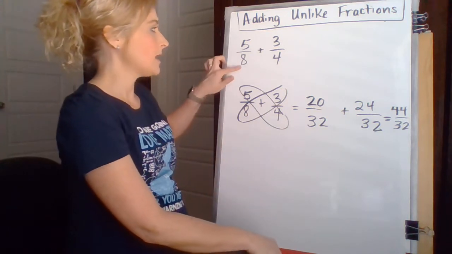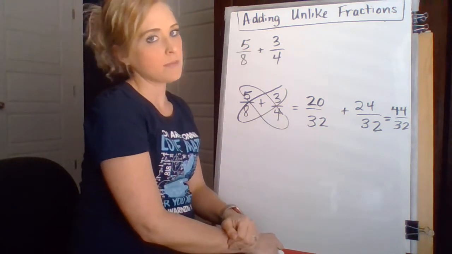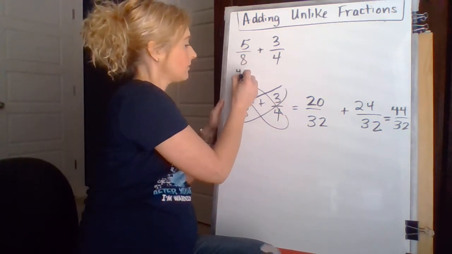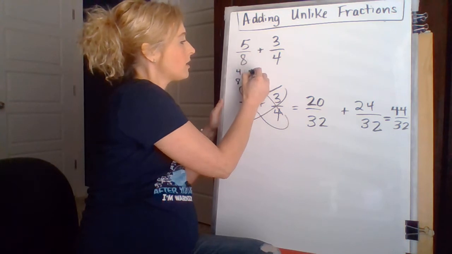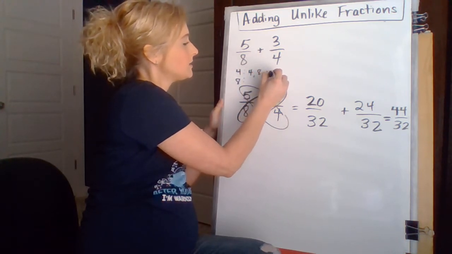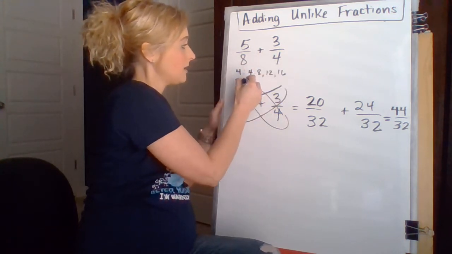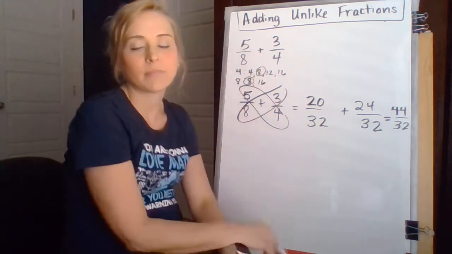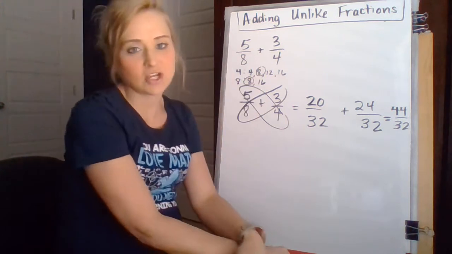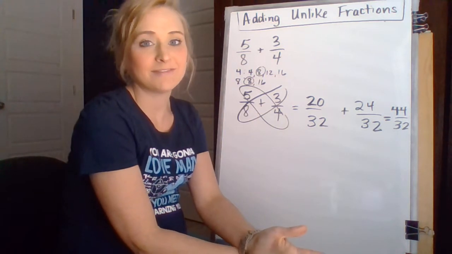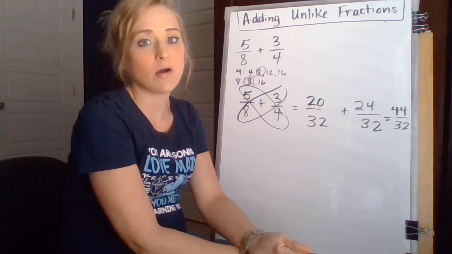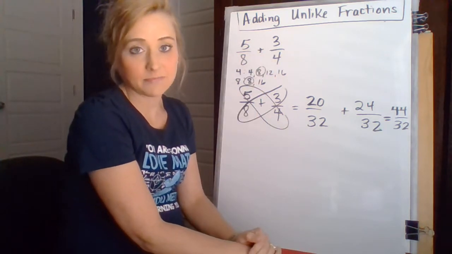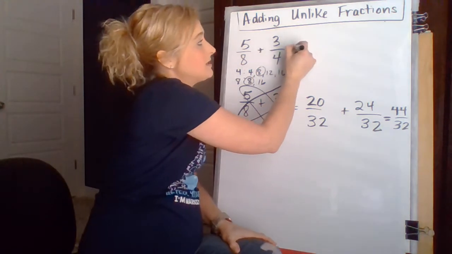And if I look at 8 and 4, and I think about the common multiples of 4 and 8, multiples of 4 are 4, 8, 12, 16. The multiples of 8 are 8, 16. Wait a minute. I don't even have to change 8s at all. I can keep 8s exactly the way they are. I can change 3/4 to 8s, and then I will just be dealing with 8s.